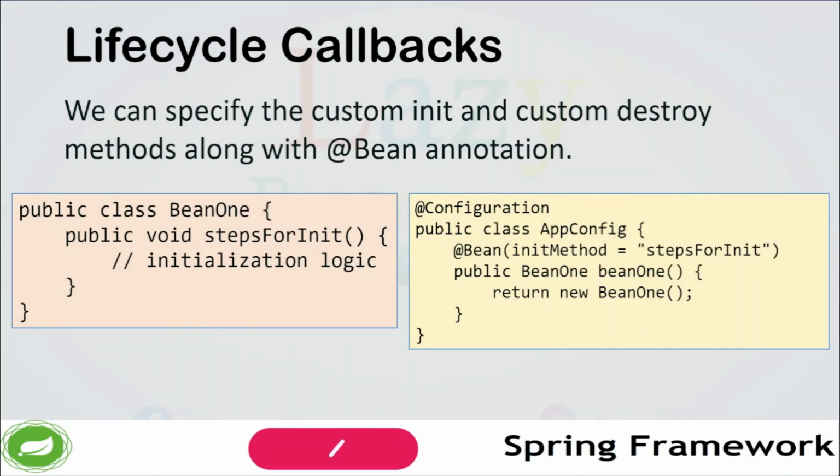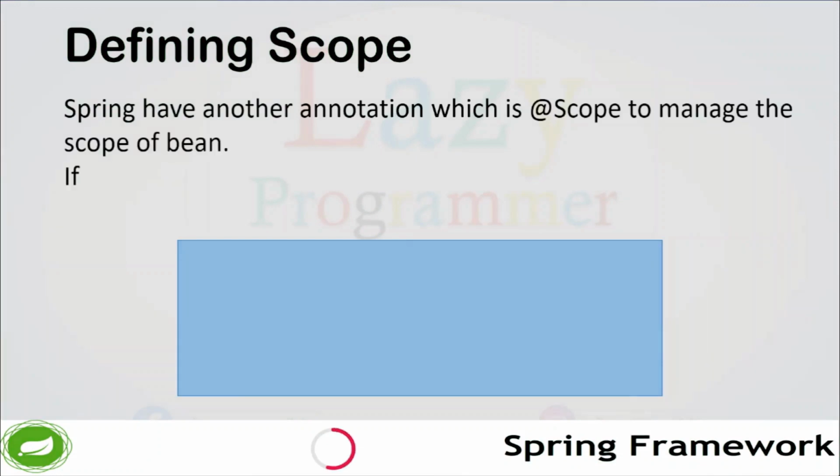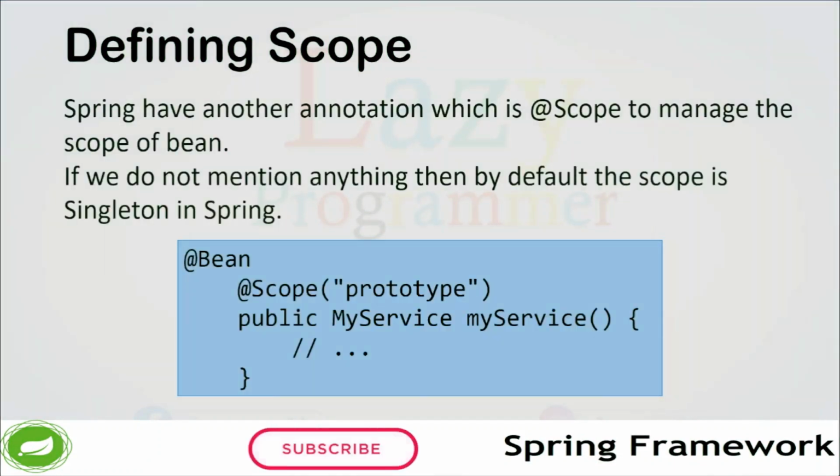Now let's see how we can define scope for the beans. Spring has another annotation which is @Scope to manage the scope of a bean. You can specify that your bean should have a specific scope using this annotation. You can use any of the standard scopes, for example, singleton, prototype, session, etc. If we do not mention anything, then by default the scope is singleton in Spring. For example, in this case, the bean myService will have prototype scope. That is, every time this bean is requested from another bean to wire, then a new instance will be created and returned from this method.